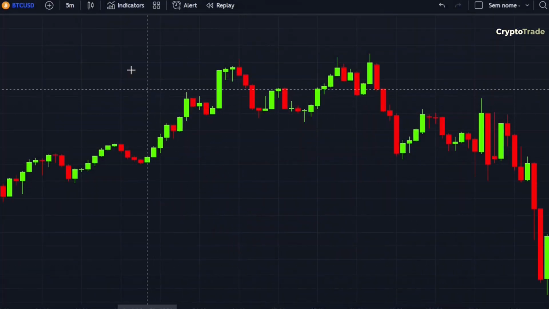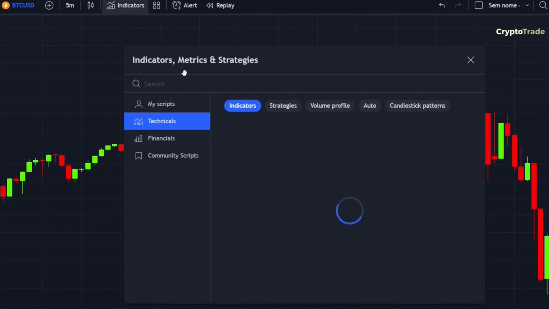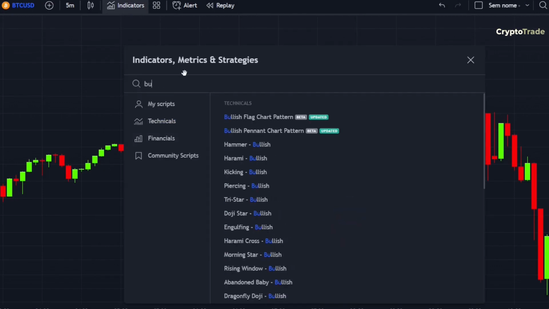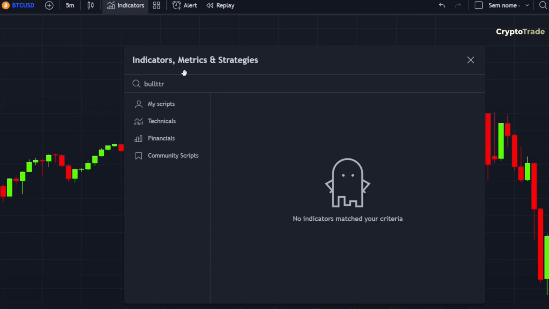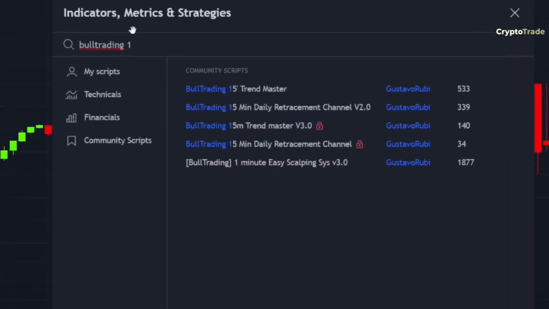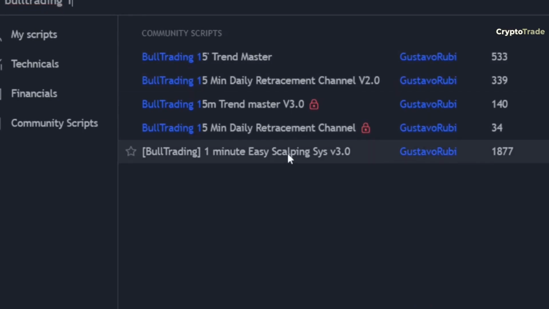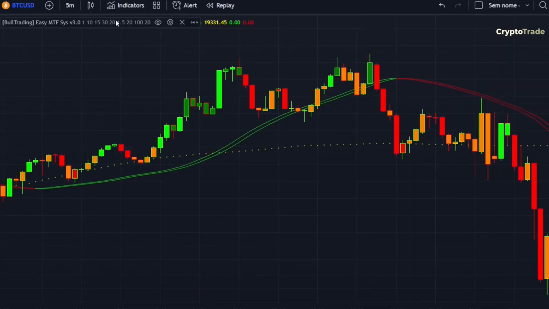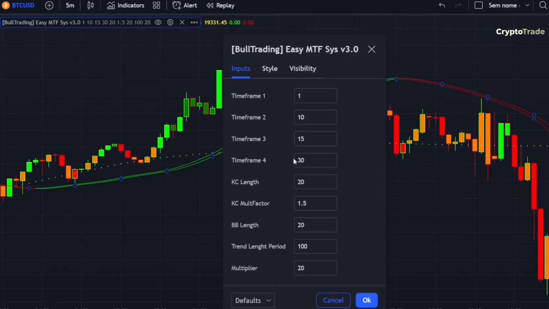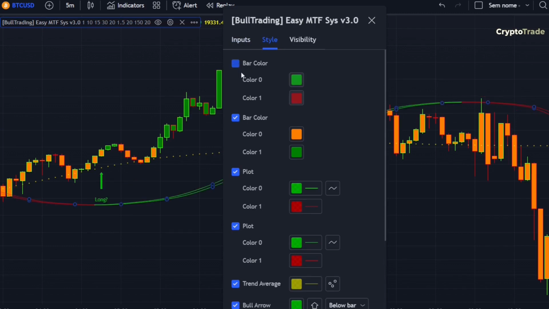To add the first indicator to the chart, open the indicator search bar in TradingView and type BULLTRADING 1-minute easy scalping. Select the indicator as shown in the video. Click on Settings and in Inputs tab, change the trend length period from 100 to 150. In Style tab, unselect all checkboxes, except the first plot.